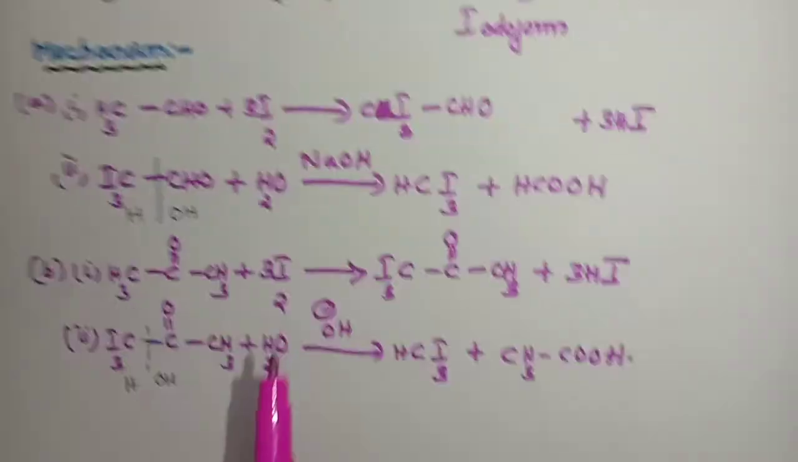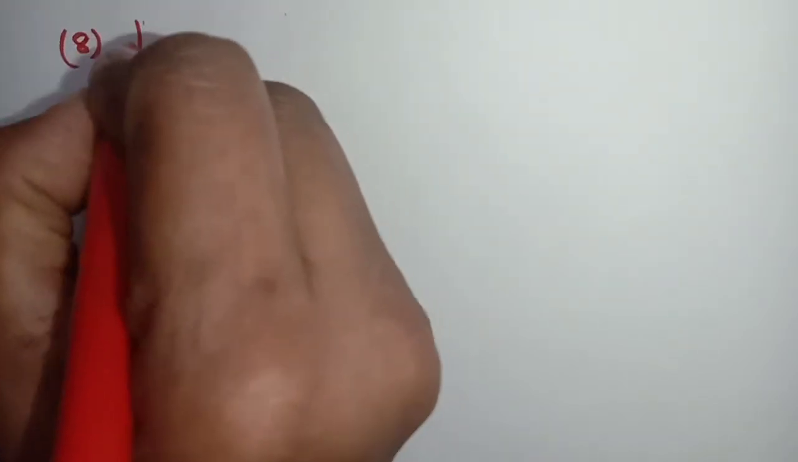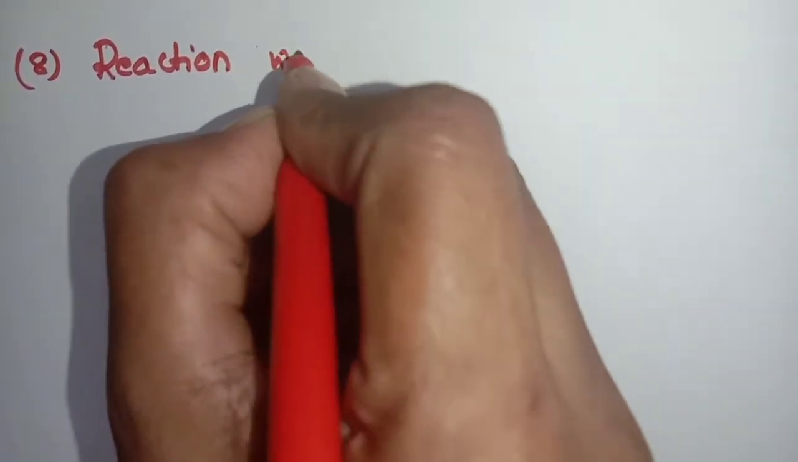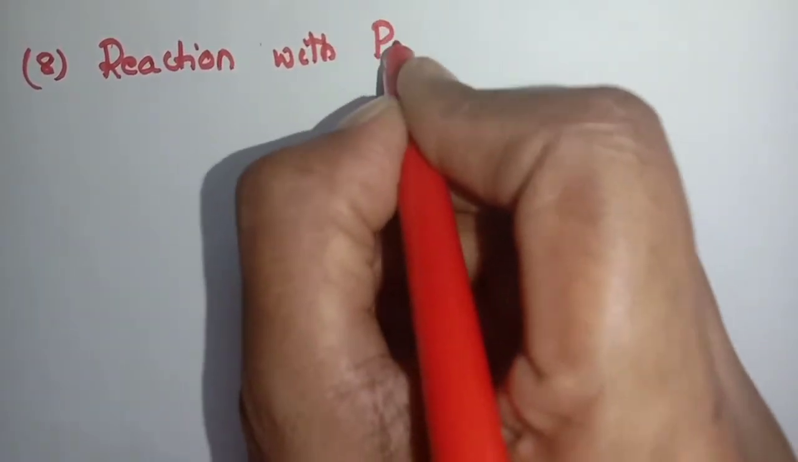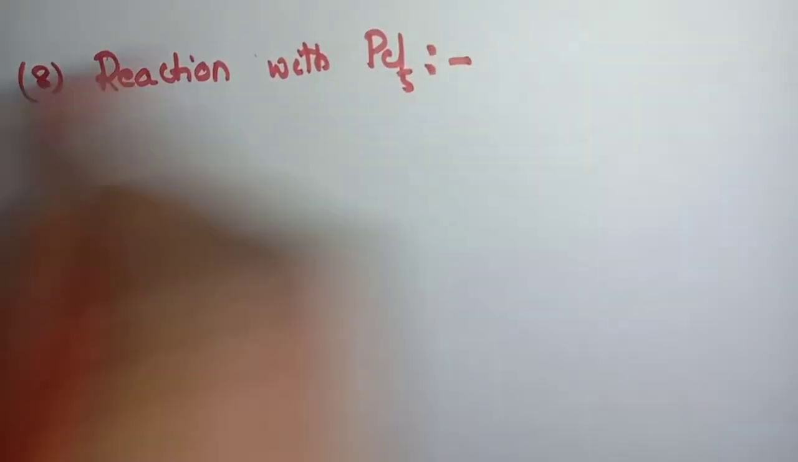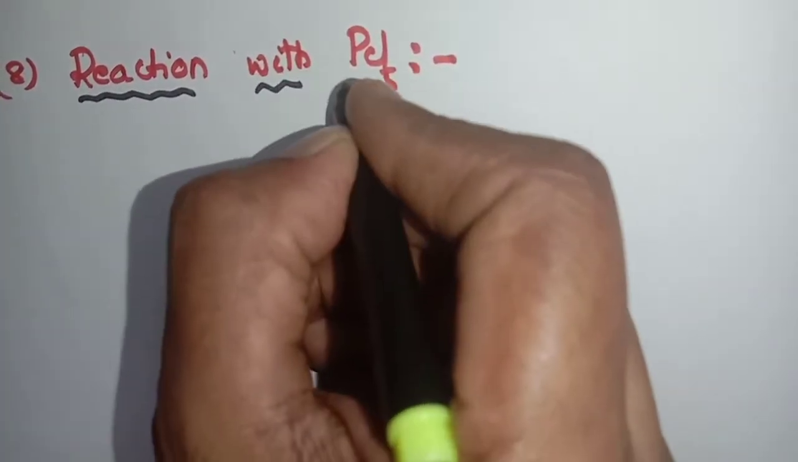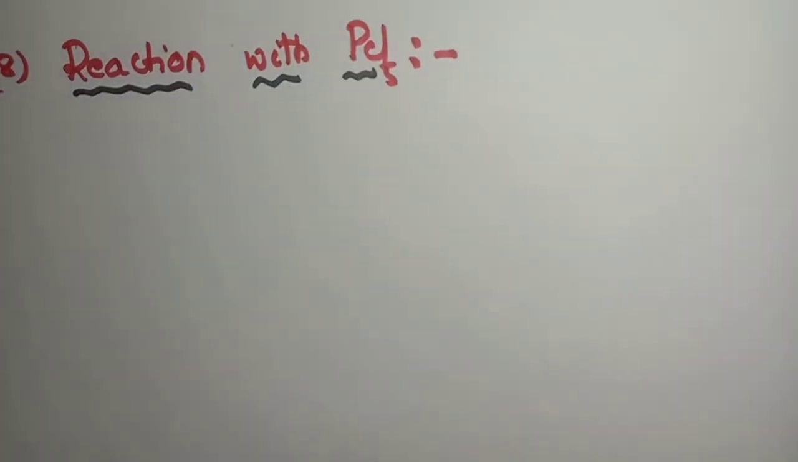Next reaction, put the side heading number 8, reaction with PCl5, phosphorus pentachloride. Put the side heading. Write down the statement.